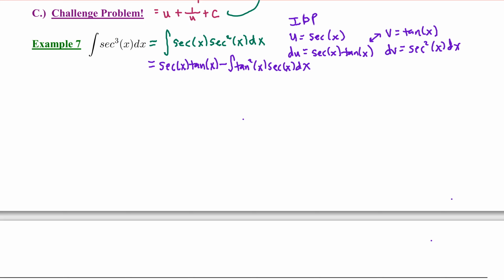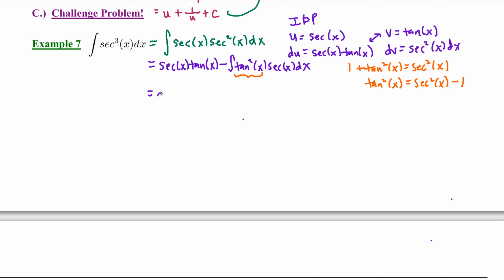So what are we going to do now? Well, we're going to resort to our Pythagorean identity. Recall that 1 plus tangent squared of x is secant squared of x. So I'm going to use this Pythagorean identity to convert everything in the integrand to a single trig function. So I'm going to replace tangent squared of x with secant squared of x minus 1.